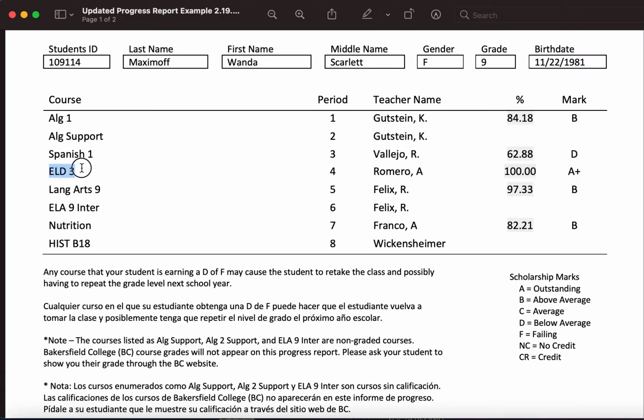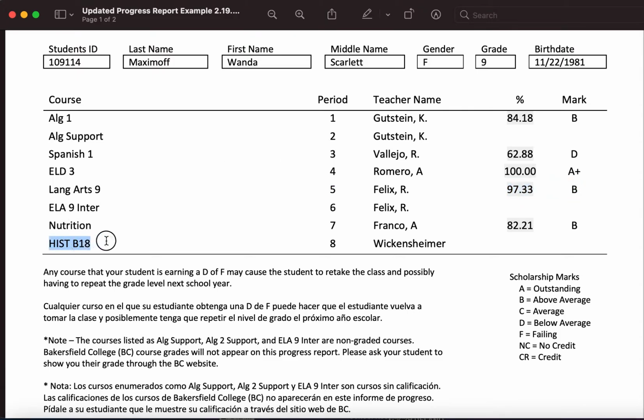This student also is an ELD student, so they have ELD 3, and we have their grade there as well. Here is their ELA or language arts grade, which they have during 5th period. Here's the teacher, and this is their current grade, and then we can keep going through.